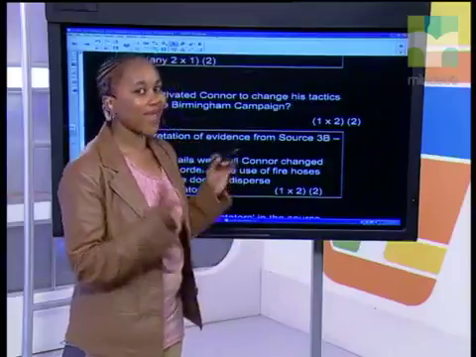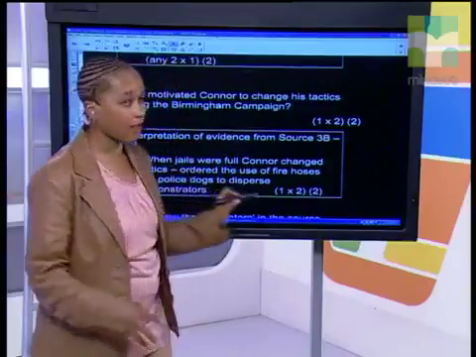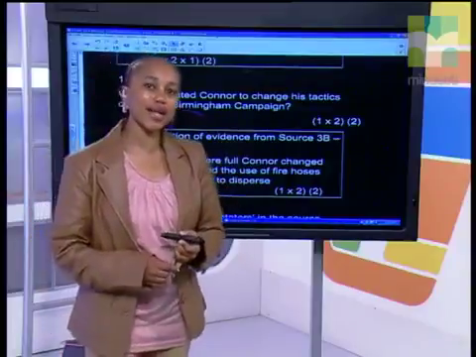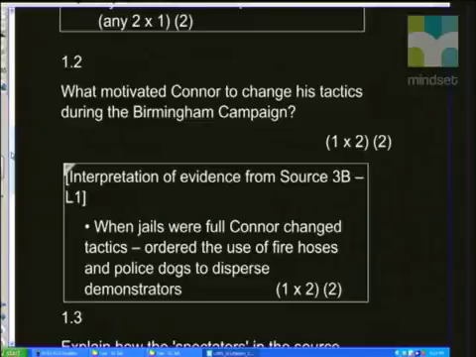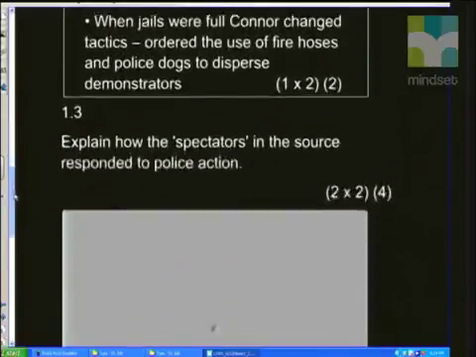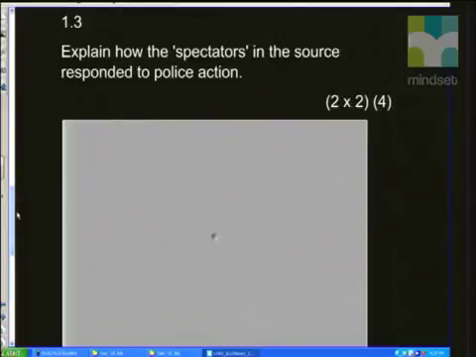Again, if you look at that answer, the information is directly from the source. You cannot just come up with your own creative answer. It has to be the answer from the source itself. And then the next question, explain how the spectators in the source responded to police action.